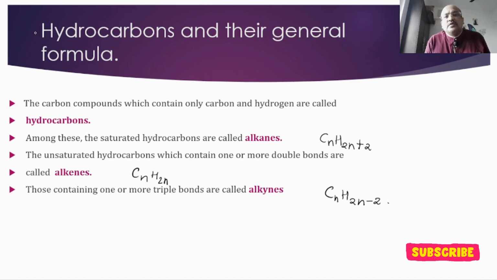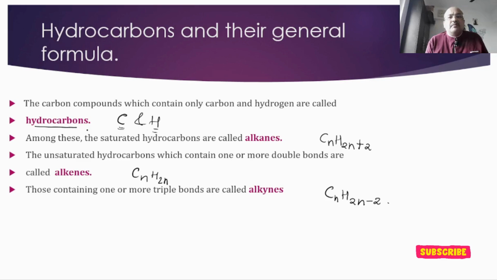So hydrocarbons are nothing but what? They contain carbon and hydrogen only. No other atoms are involved in this. They might be in any numbers as such, so that we need to remember. So what are hydrocarbons? Those which contain carbon and hydrogen together. These are called hydrocarbons.